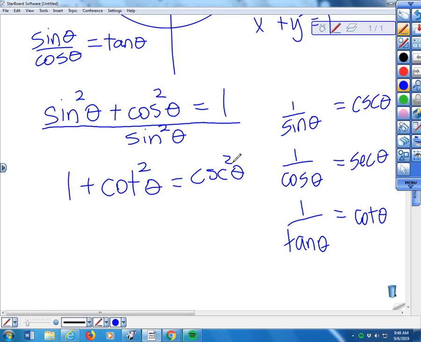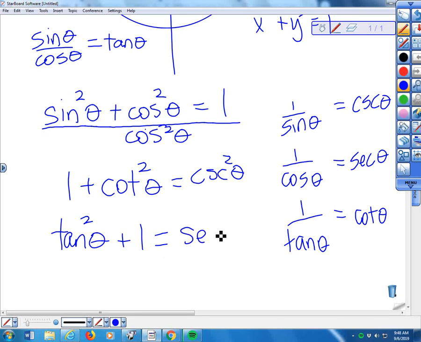Cotangent squared, cosecant squared. So I could do the same thing and divide by cosine squared. Sine squared over cosine squared is tangent squared. Cosine over cosine is 1. And 1 over cosine squared is secant squared.